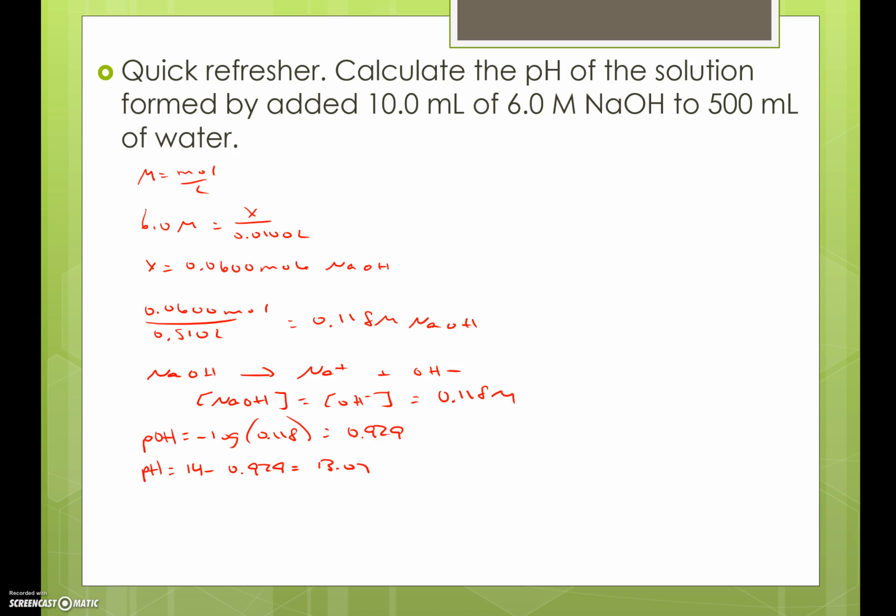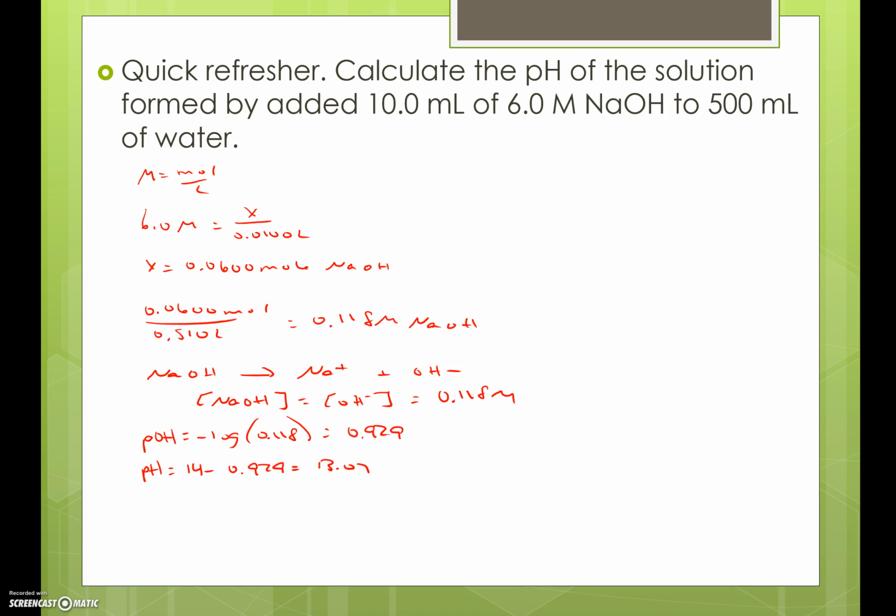Alright, so let's check and see how you did. If we take the molarity times the volume of our original solution, that'll tell us how many moles of sodium hydroxide we're working with. So we have 0.0600 moles of sodium hydroxide, and we're going to add 500 milliliters to the original 10 milliliters of that solution. So our new volume is going to be 510 milliliters.